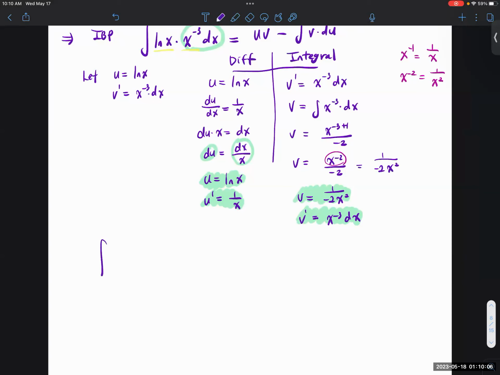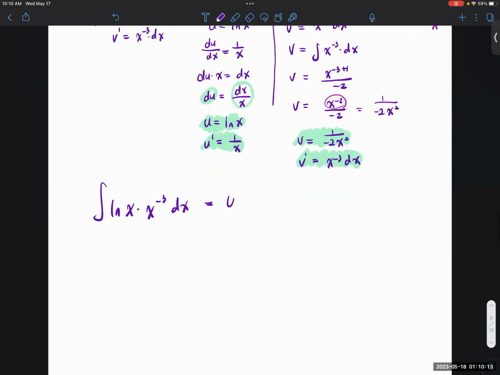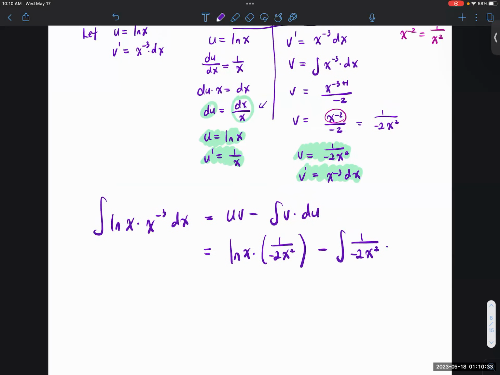So we have the question, ln x times x to the negative 3 dx. Now, it is uv minus integral v du. U is ln x times v, 1 over negative 2x squared. Take the integral of v, 1 over negative 2x squared, du. Do you have a du right there? So 1 over x dx. So we have all the information.